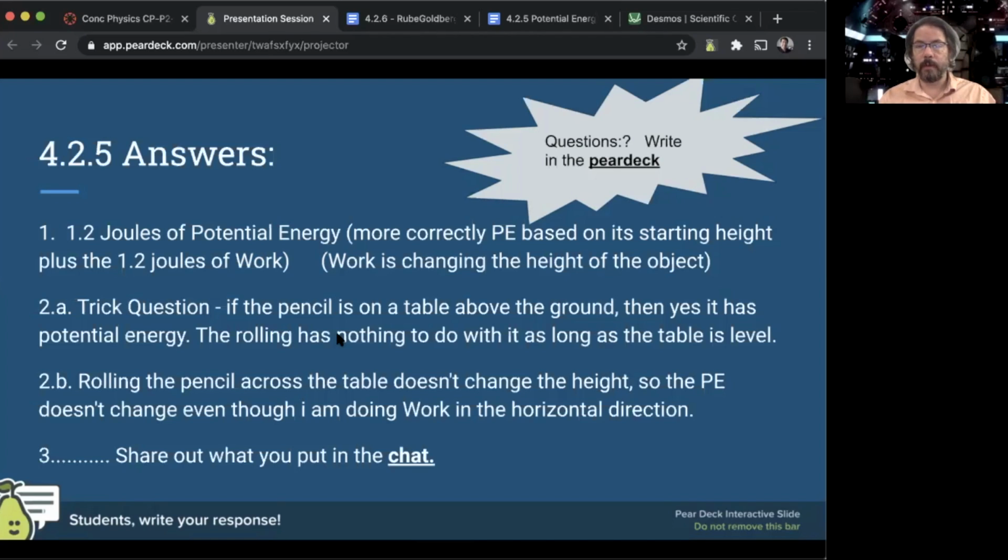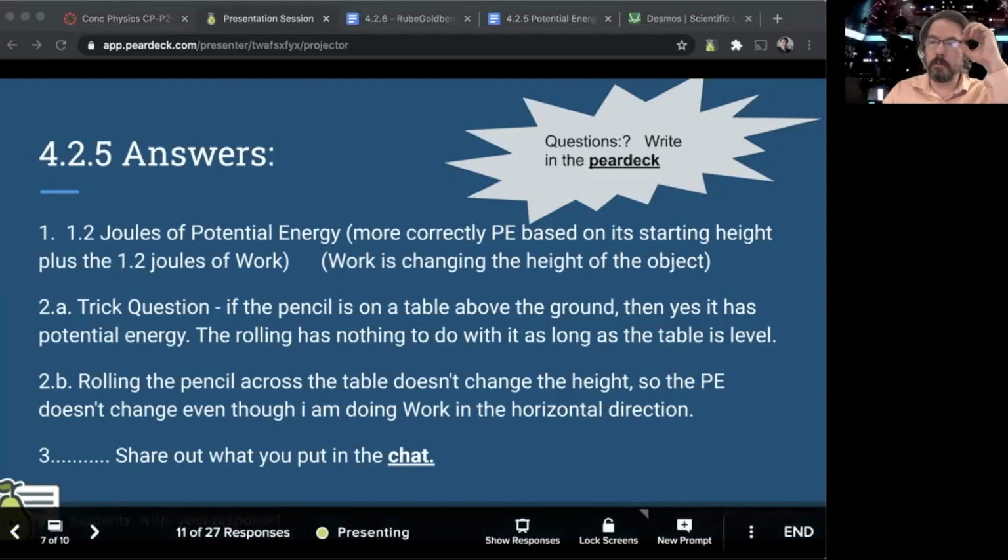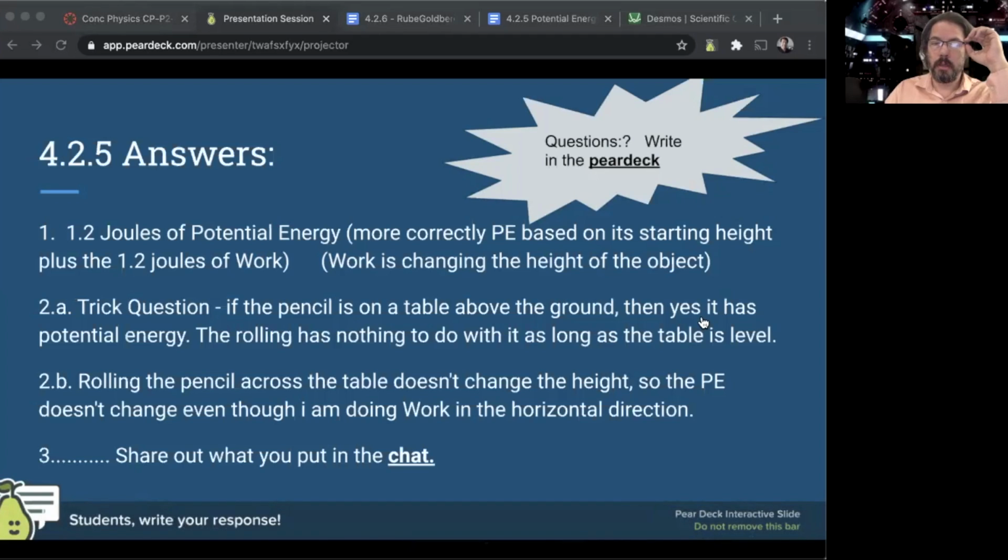And number 3, what are some examples? This is for the chat. What are some examples of machines that use potential energy? So a water tower supplies water pressure to houses because the water is actually above the ground. Example, yes, when you're at the top of the roller coaster would be one. What are some other machines that use potential energy? Type that in the chat.